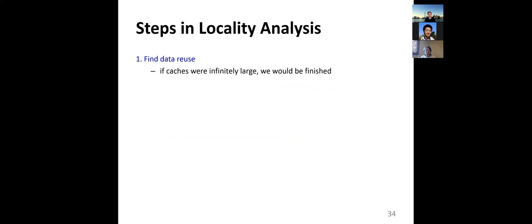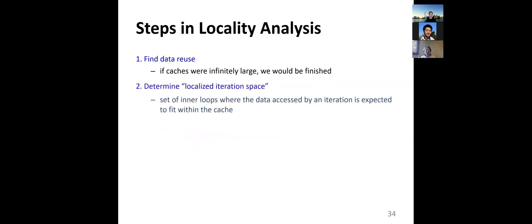So let's look at data reuse. If the caches were infinitely large, we would be done, but they're not. So essentially, we want to determine a localized iteration space such that the data accessed by an iteration is expected to be within the cache. That means everything I access within this one big iteration would be fully in the cache, so I don't have any misses.